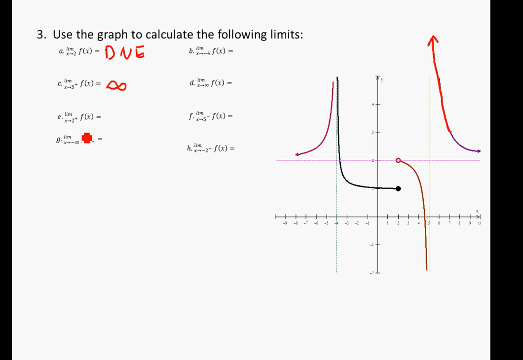x goes to 2 from the right. Here's 2. Here's the right side of 2. The graph is up here. And if you move closer to x equals 2, you're going to move closer and closer to this hole, which is at 2.